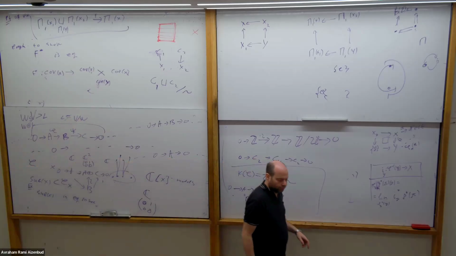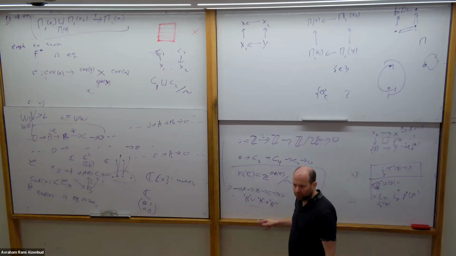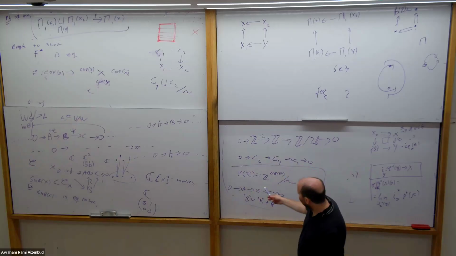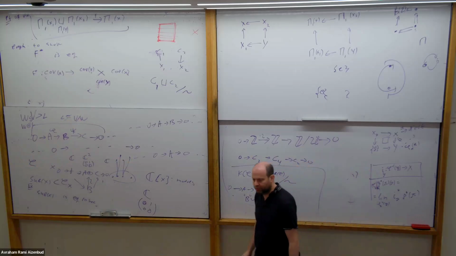Sorry, what did you define here? So here I define the Grothendieck group. It is defined this way. It is a free abelian group generated by the objects and quotiented by this equivalence relation.